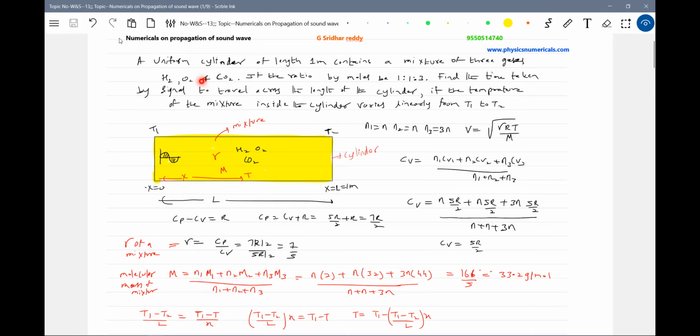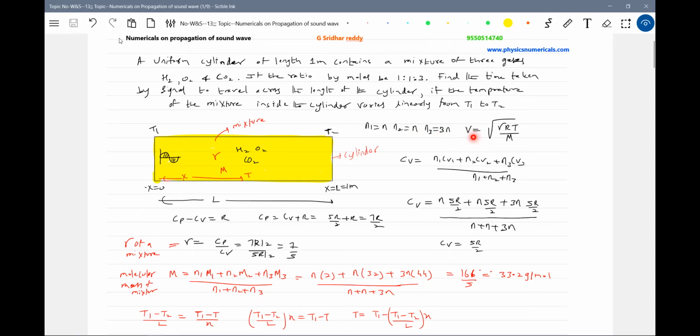Now, first of all, the number of moles. These are diatomic gases: hydrogen, oxygen, carbon dioxide. A linear polyatomic gas will behave similar to a diatomic gas only. So the ratio of moles 1:1:3 is given. N1 equal to N, N2 equal to N, and N3 equal to 3N.